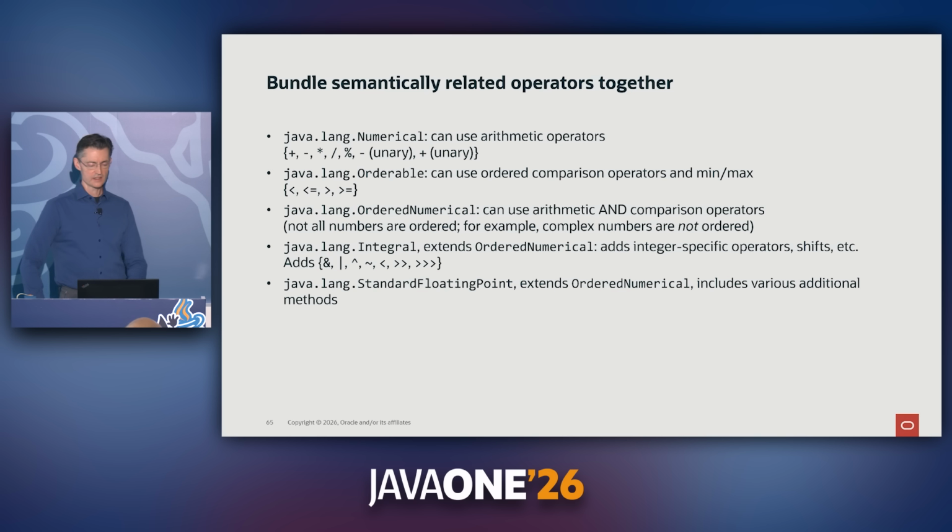There'd also be a separate interface for an integer-like type, Integral, that would allow you to use all the arithmetic and comparison operators, but you'd get access to all the integer-related operators as well. And finally, a standard floating point sort of interface that would include all the ordered numerical ones, as well as other methods that were appropriate to an IEEE style floating point type.